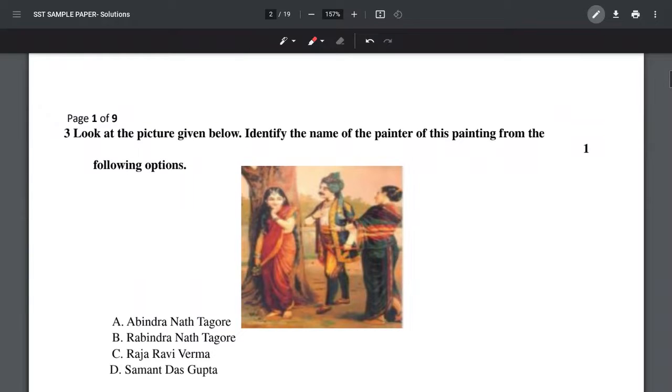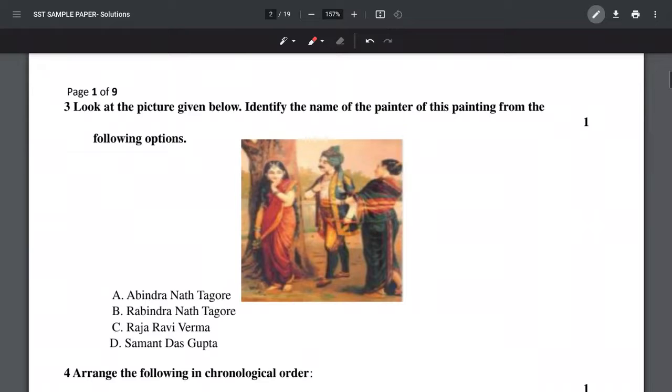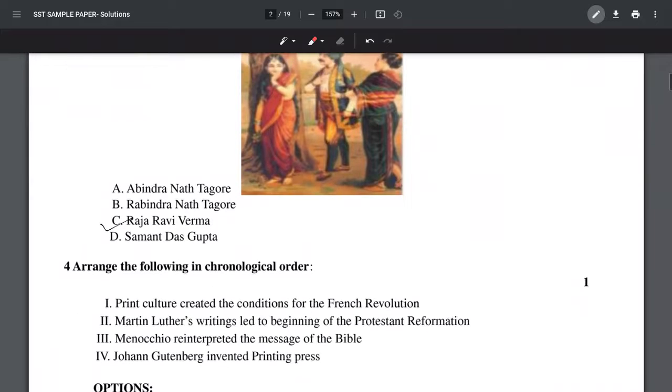Now here one image is given. Look at the picture and identify the name of the painter of this painting from the options. You can see there are two women and one merchant or someone, it looks like. If you have seen it carefully in your history books, in the chapter on print culture and painting, you'll understand that this was drawn by Raja Ravi Varma. One more thing, students, the PDF of this I'll upload very soon in the description box. As soon as this video gets over, I'll try to upload it, and make sure you check it out for your revisions.